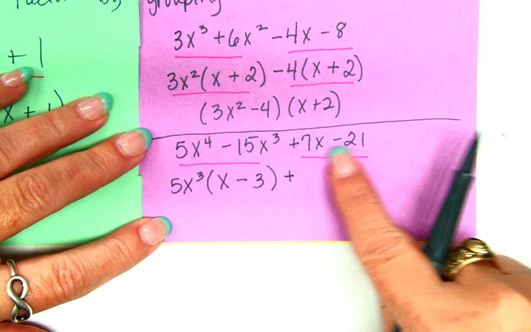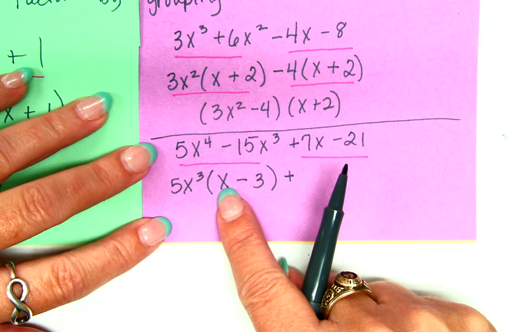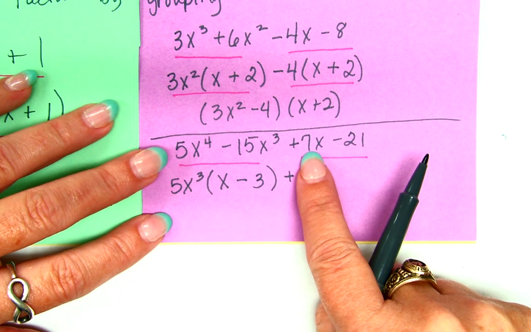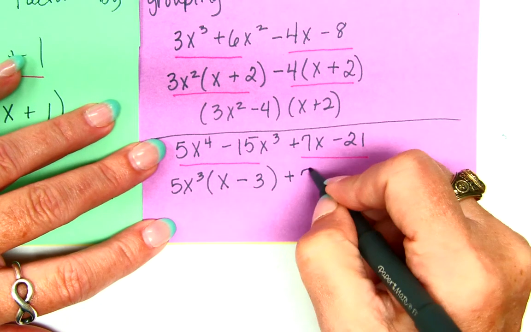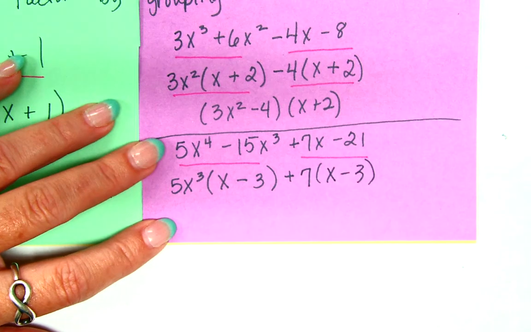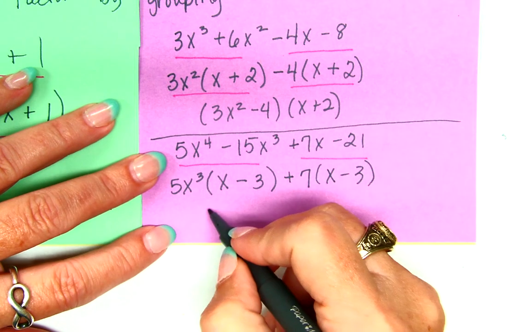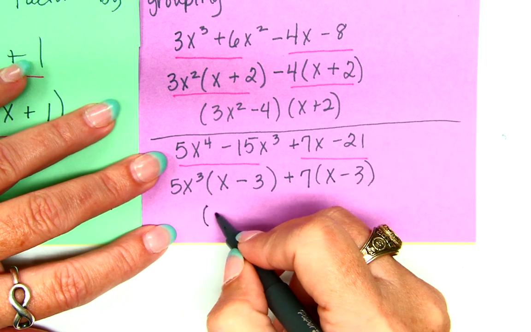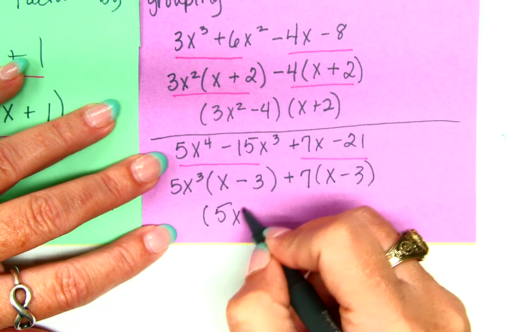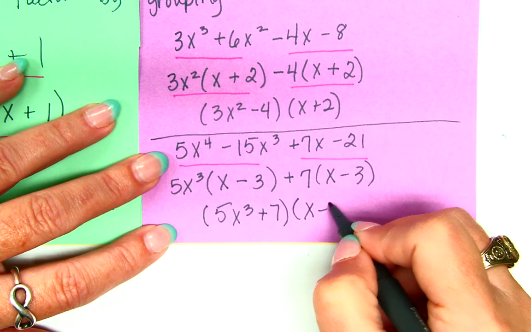And if you didn't know that for sure, could you look at this parentheses right here and know that inside the parentheses I need an x? So the only way to get that would be to factor out a 7. Yeah, okay. So what's left? x minus 3. Okay. Now what? And then you find the greatest common factor. So what do you want me to write? 5x cubed plus 7. All right. x minus 3.